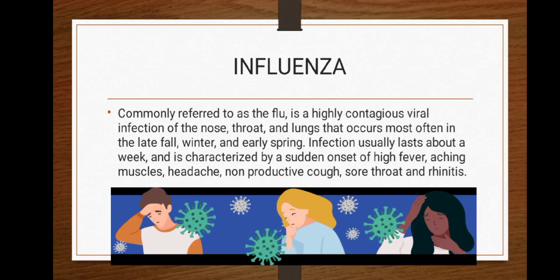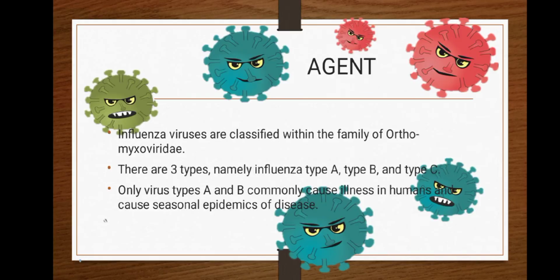Influenza is a viral infection that attacks our respiratory system, our nose, throat, and lungs. Agent. Influenza viruses are classified within the family of Orthomyxoviridae. There are three types, namely influenza type A, type B, and type C. Only virus type A and B commonly cause illness in humans and cause seasonal epidemics of disease.